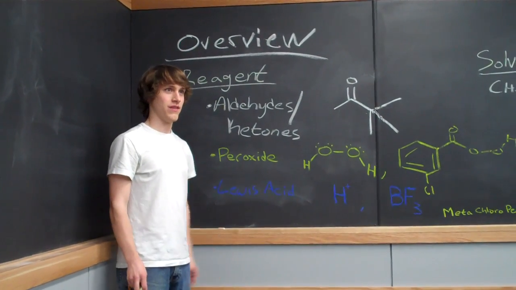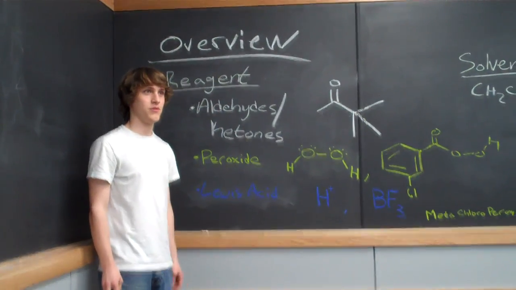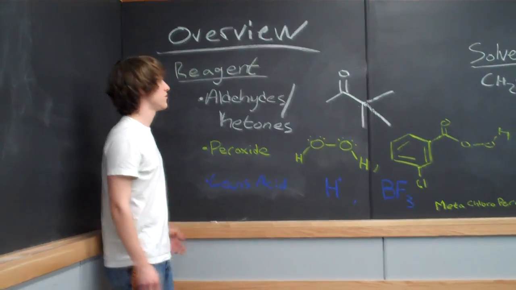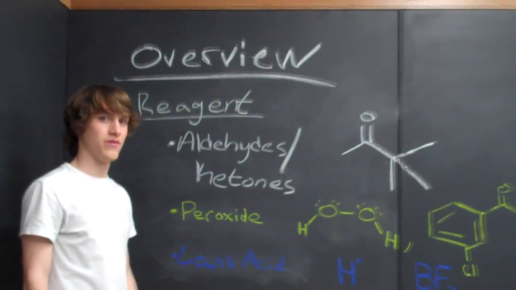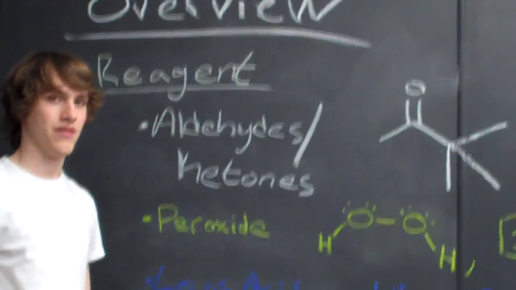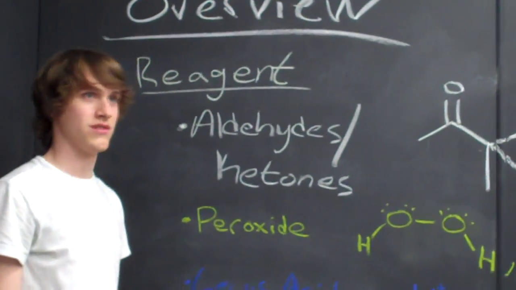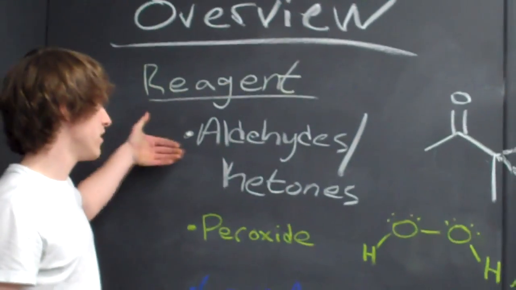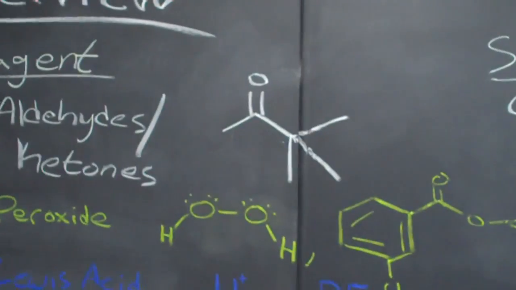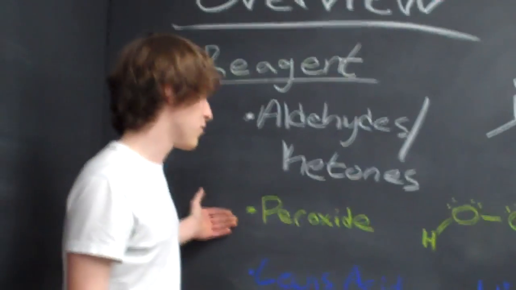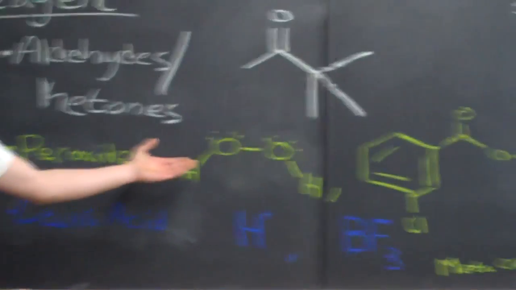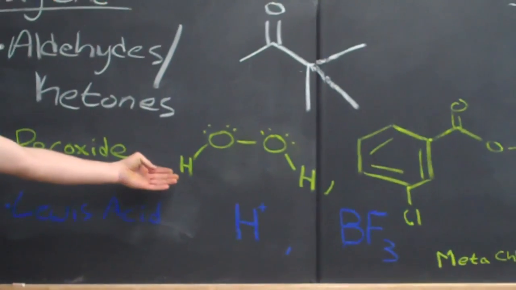Hello, I am Kevin Litwin, and I am here today to talk to you about the Baeyer oxidation. As we can see from the overview, there are three main things that we are going to use in this oxidation. One of them is an aldehyde or ketone, which can be seen here. A peroxide, which can be seen here, and an example of this is hydrogen peroxide.